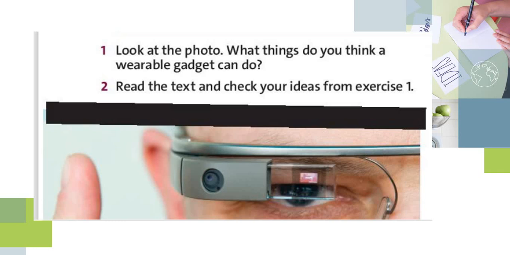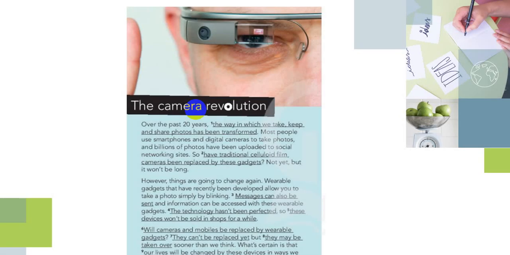And I hope the video can help you understand more. We use the passive voice in English communication on a daily basis. You look at the photo and think about what wearable gadgets can do. Now read the text and check your idea from exercise 1. Is it the camera revolution? Over the past 20 years, the way in which we take, keep, and share photos has been transformed.